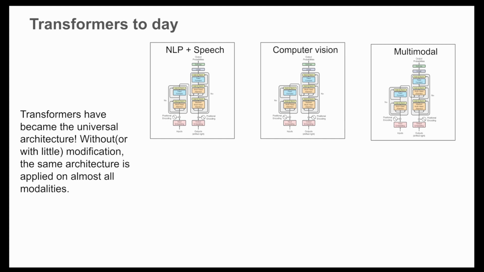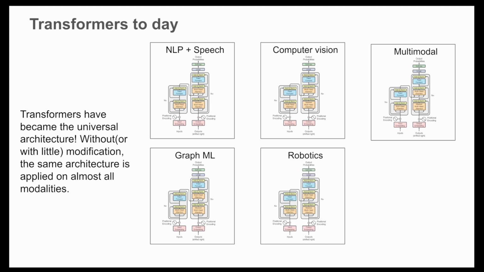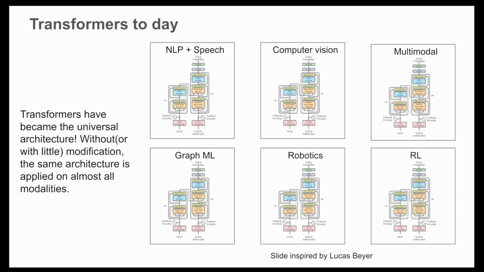Back to computer vision, for example, a transformer takes a sequence of tokens. But in computer vision, it could be a sequence of image patches. In multimodal learning, it could be a sequence of different modalities that are jointly embedded together. In graph machine learning, people are using the same architecture. In robotics, people are using the same architecture. In reinforcement learning, people are using the same architecture. And thanks to Lucas Beyer for inspiring this slide.